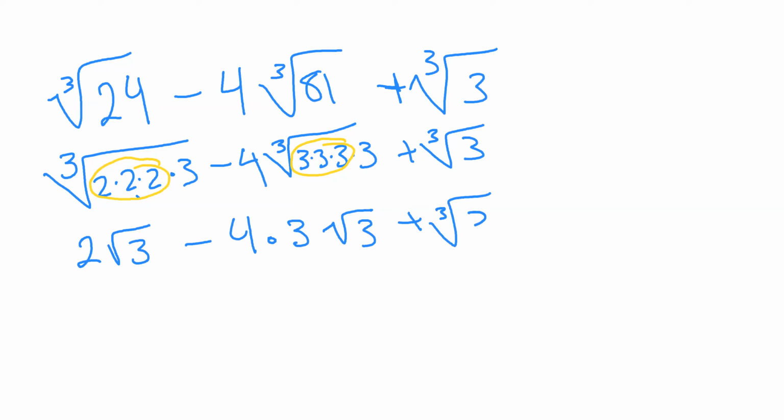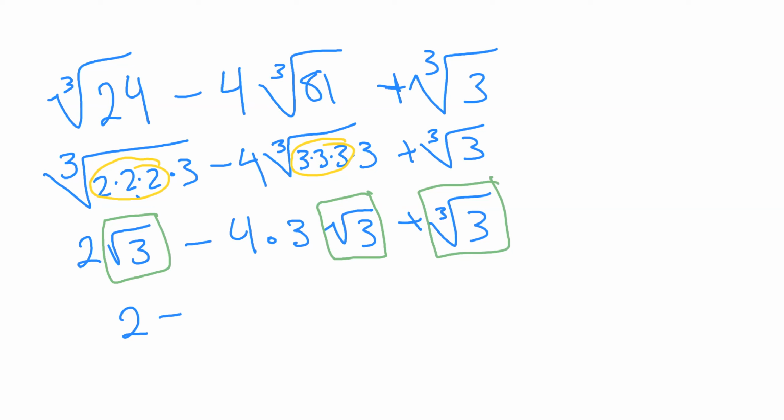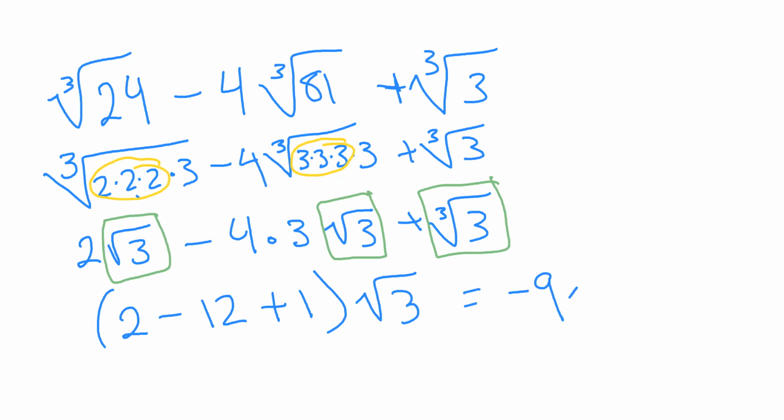So you see, we've got 2 of these cube roots of 3. We've got 12 of these cube roots of 3, and we have 1 of these cube roots of 3. These actually are all like terms. So we've got 2 minus 12 plus 1 of these cube roots of 3. And that is going to give us -9 cube root of 3.